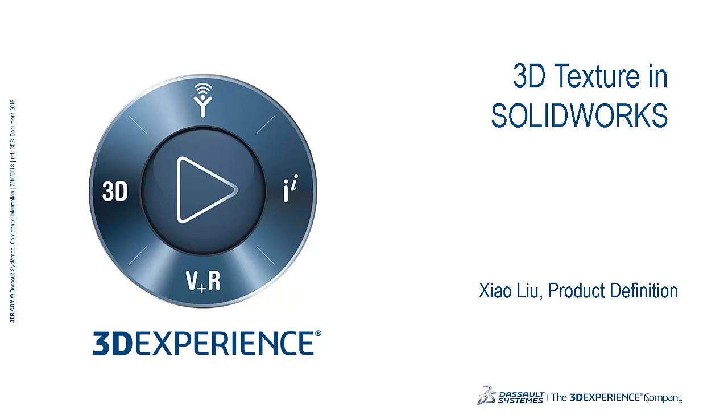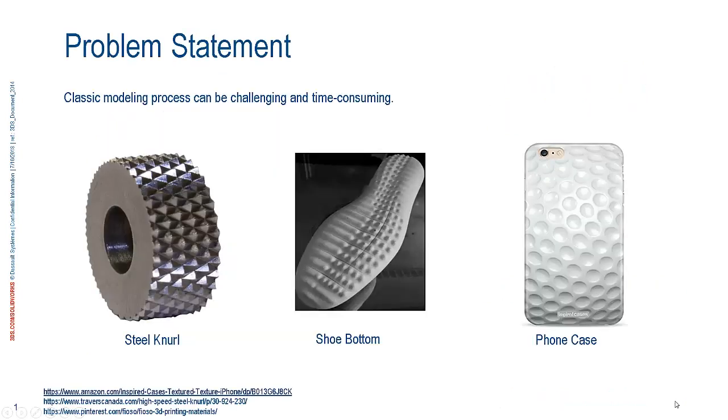In this video, I'd like to introduce a new functionality for SOLIDWORKS 2019, which is called 3D Texture. Frequently, users need to add a random repeating or array of three-dimensional patterns to their model surface, like dimples or bumps. However, this can be very challenging for classic CAD modeling strategies. SOLIDWORKS 2019 introduced a feature called 3D Texture to solve this problem.